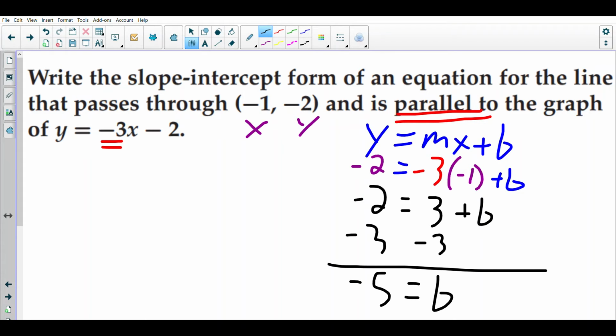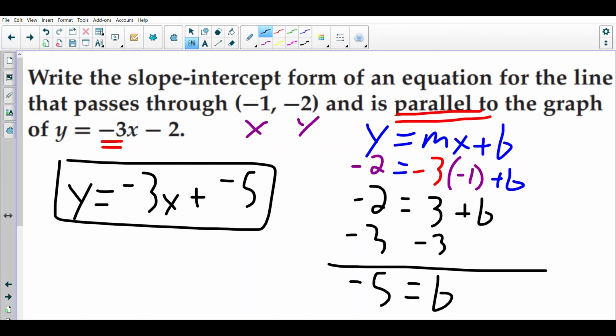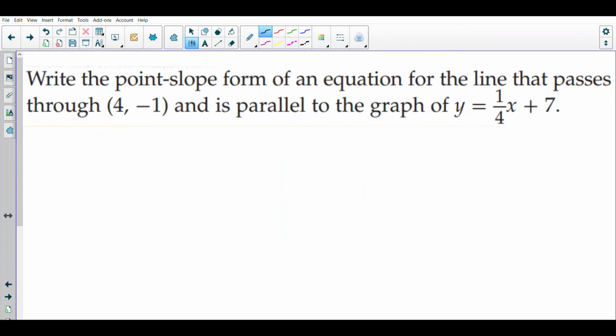And so now, with that, we plug it into our equation. Y equals, remember it's parallel, so we use the same slope, -3x plus -5. And there is our parallel line. So we're using the exact same slope that is given.